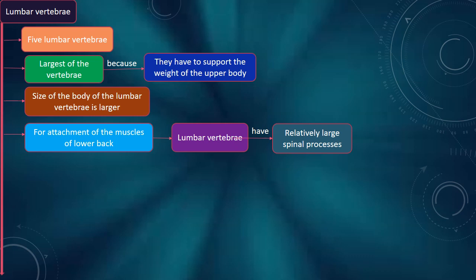Lumbar vertebrae. 5 lumbar vertebrae. The largest of the vertebrae, because they have to support the weight of the upper body. The size of the body of the lumbar vertebrae is the largest. For attachment of the muscles of the lower back, lumbar vertebrae have a relatively large spinous process.